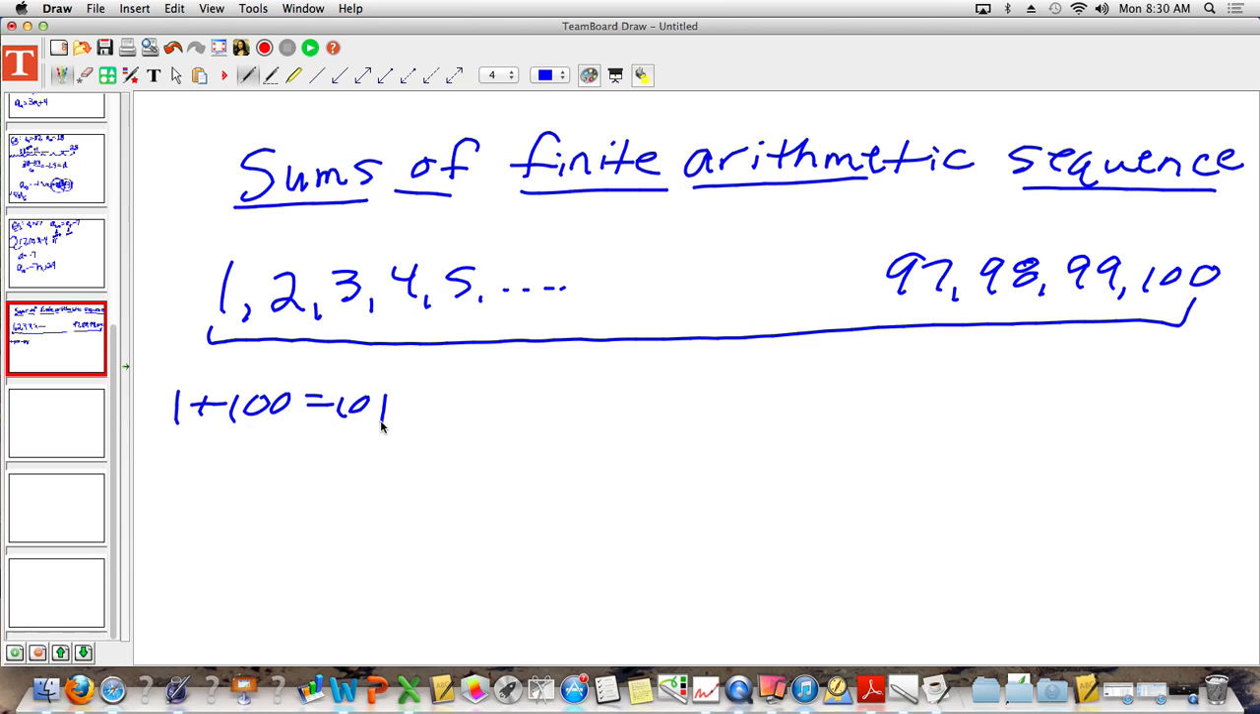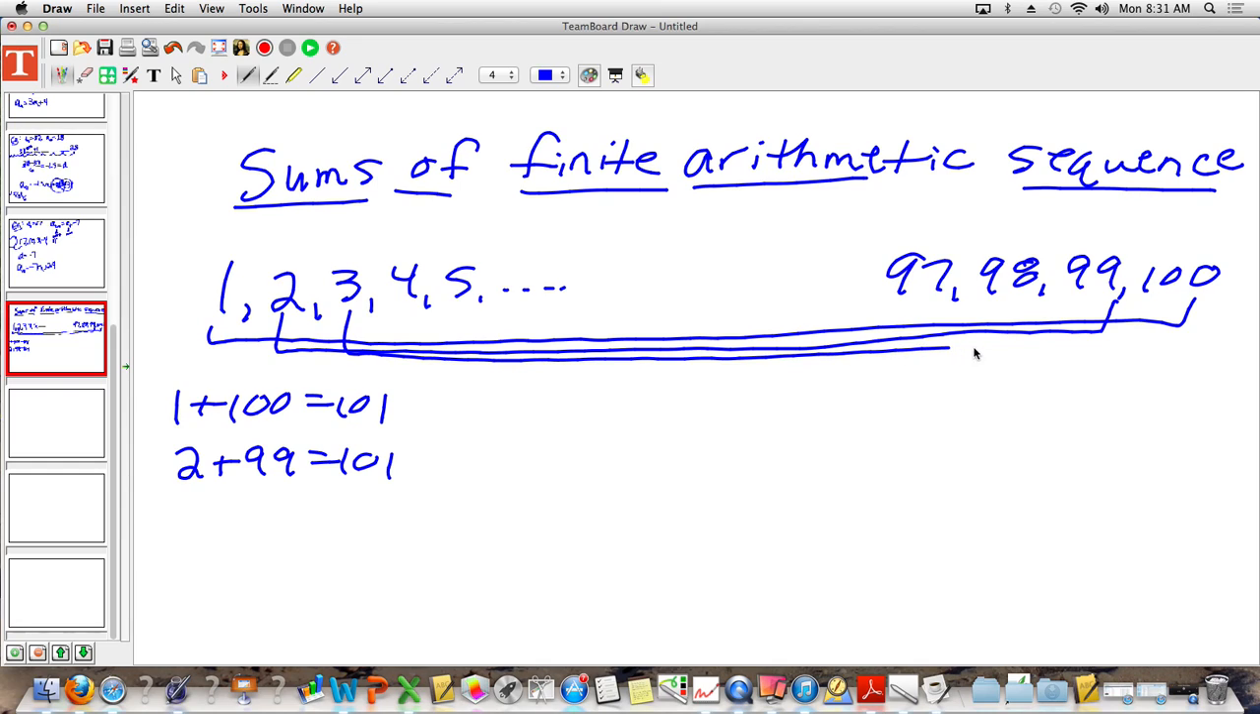And then he said, okay, if I add together 2 and 99, what are you going to get? You're going to get 101 again. And then he said, 3 and 98, what's 3 plus 98? Also 101. You see where he's going with this? And he continued. Since he did it so quickly, he realized that he didn't have to figure out every single one of these things. He just kept adding and adding. What was the very last two numbers that he had to add together?